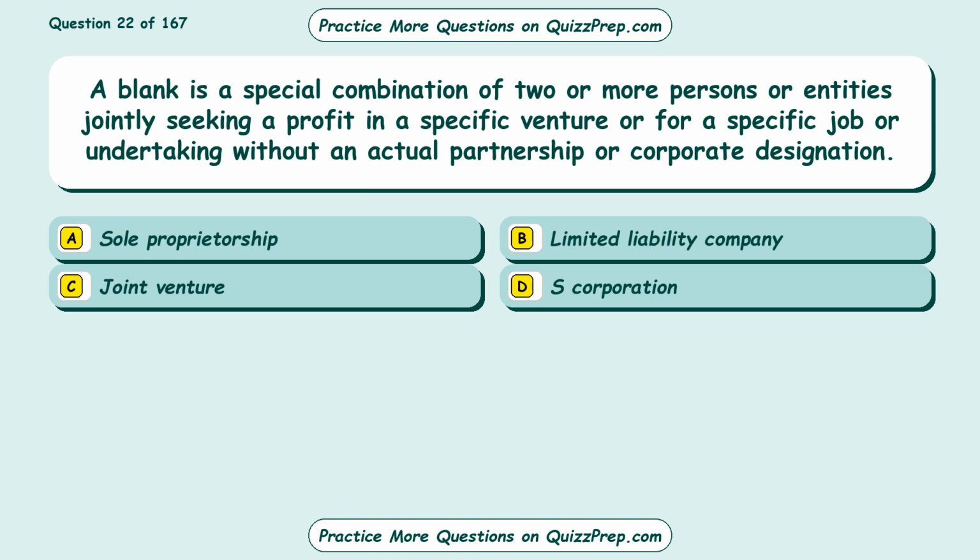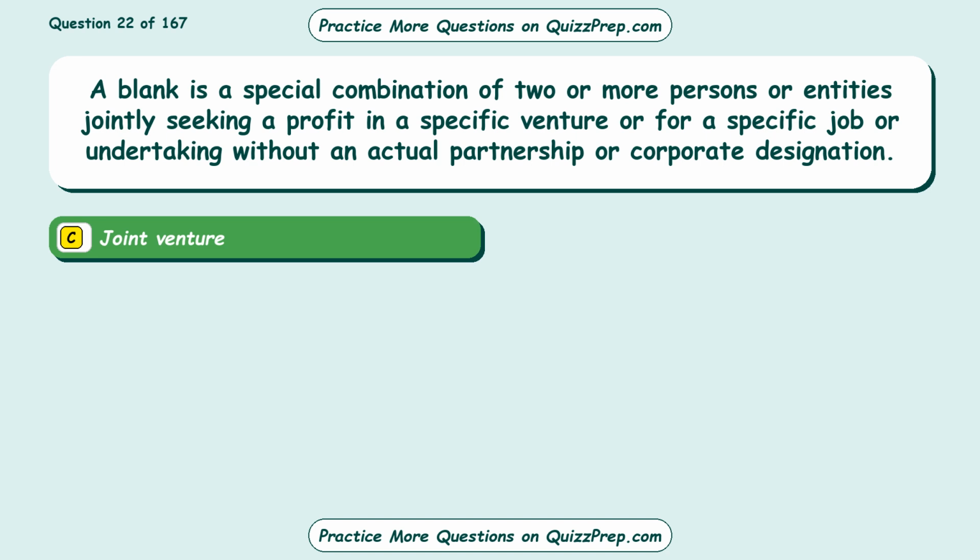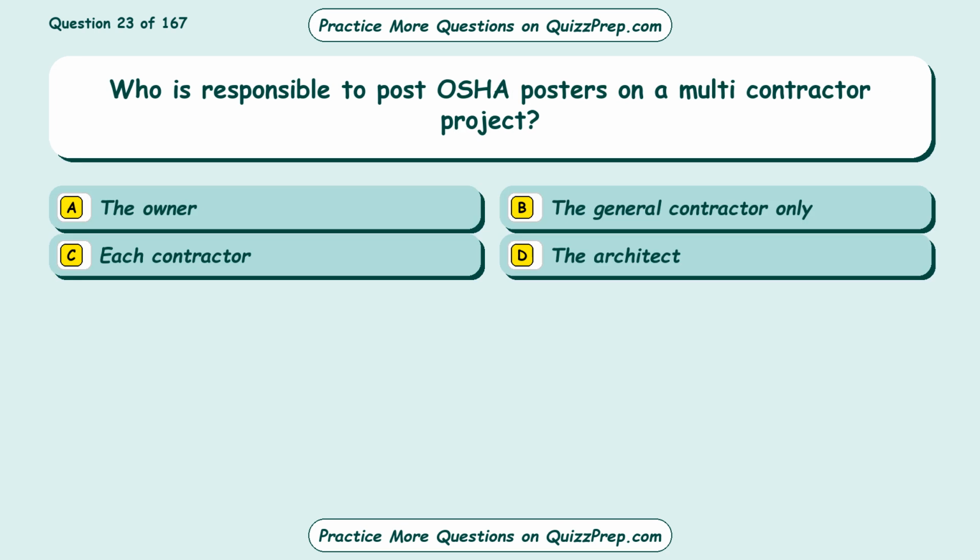Question 22. A blank is a special combination of two or more persons or entities jointly seeking a profit in a specific venture or for a specific job or undertaking without an actual partnership or corporate designation. Option A, sole proprietorship. Option B, limited liability company. Option C, joint venture. Option D, S corporation. The correct answer is option C, joint venture.